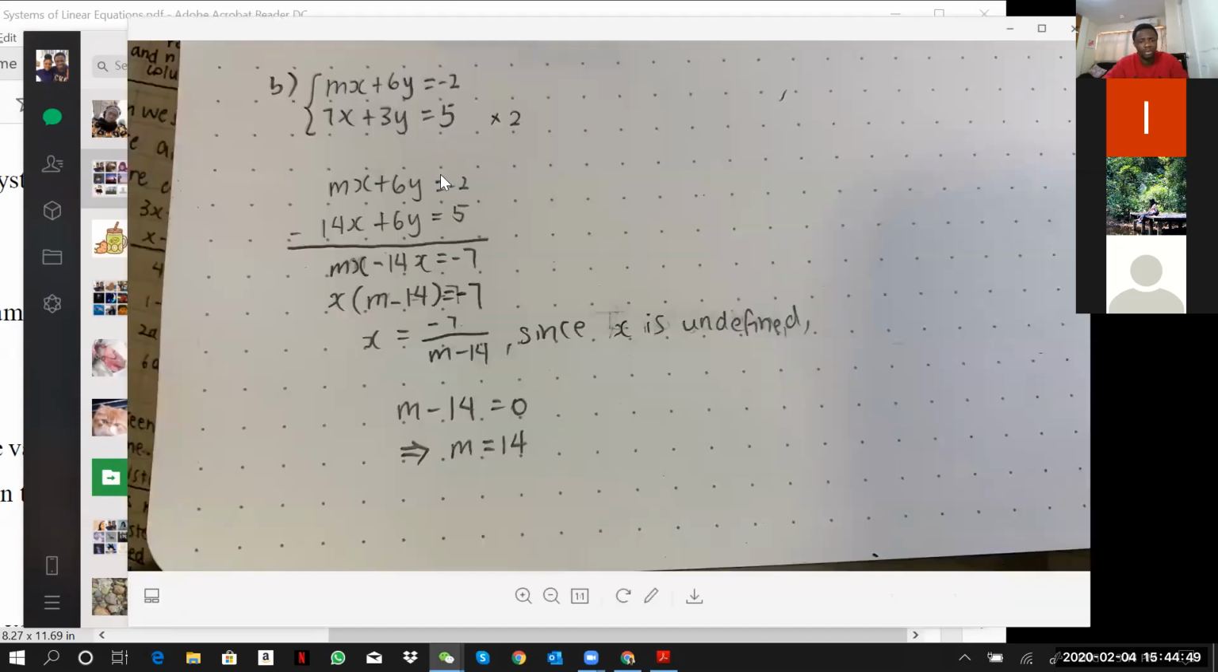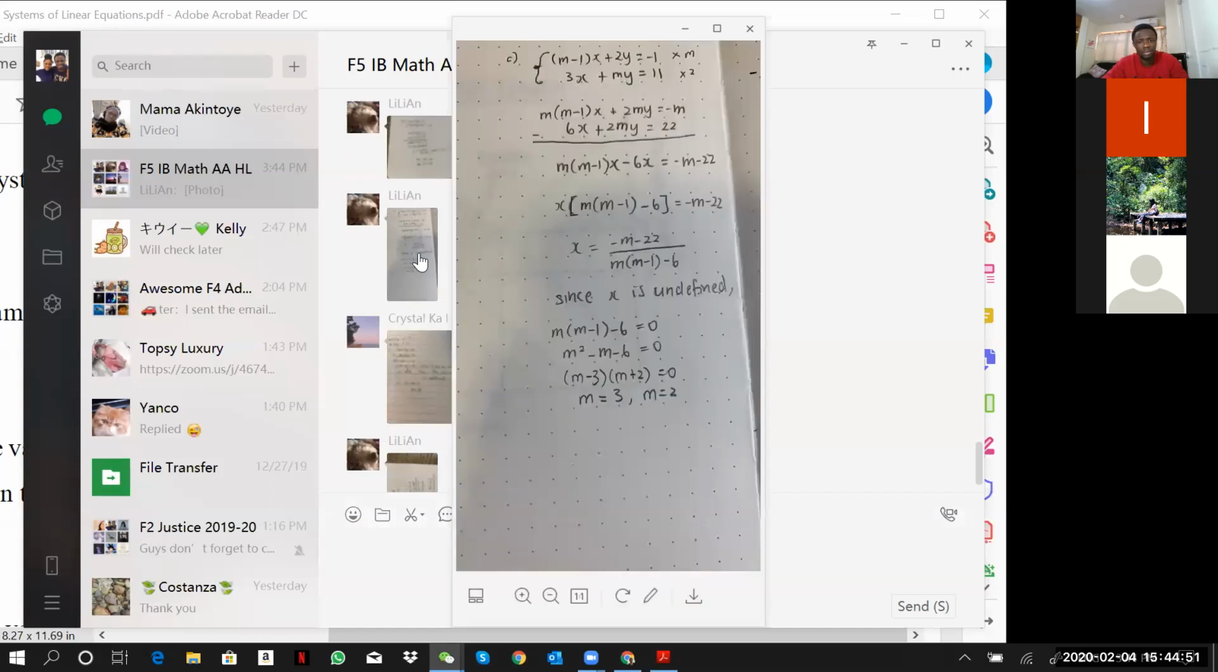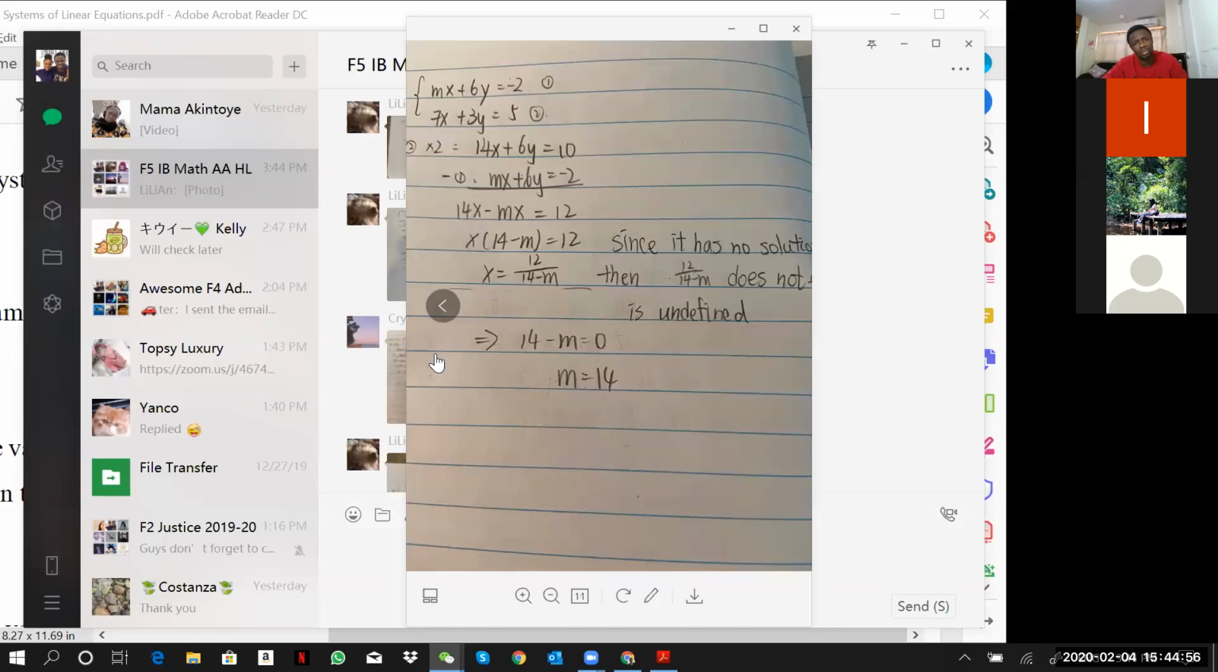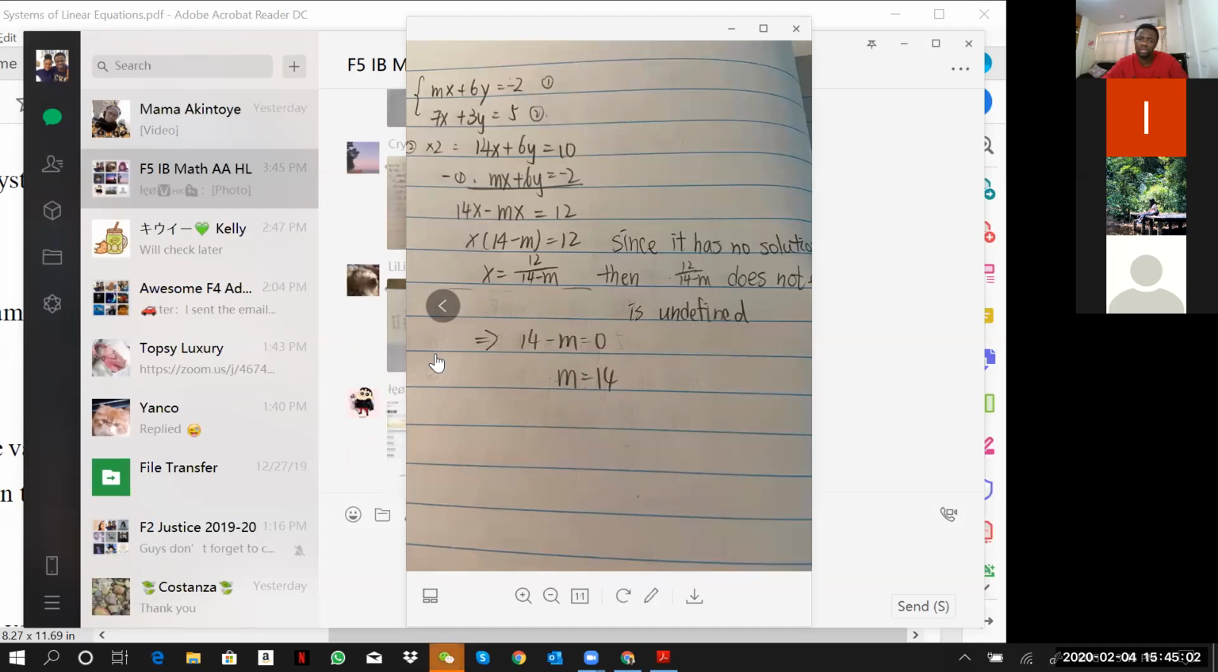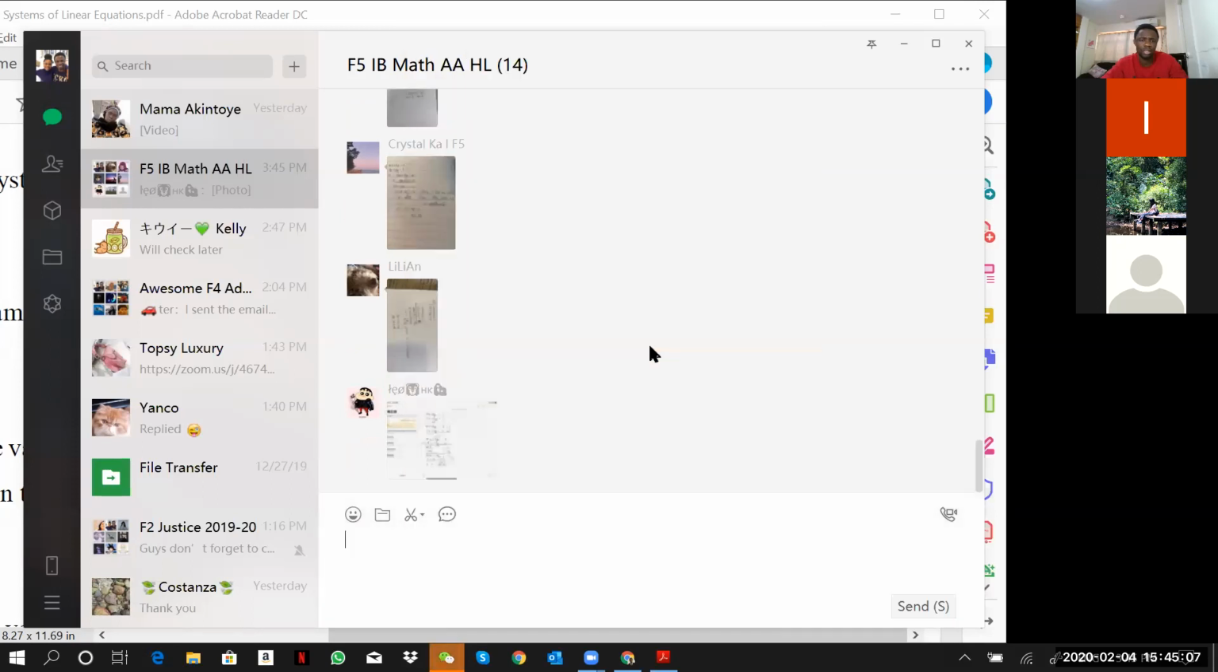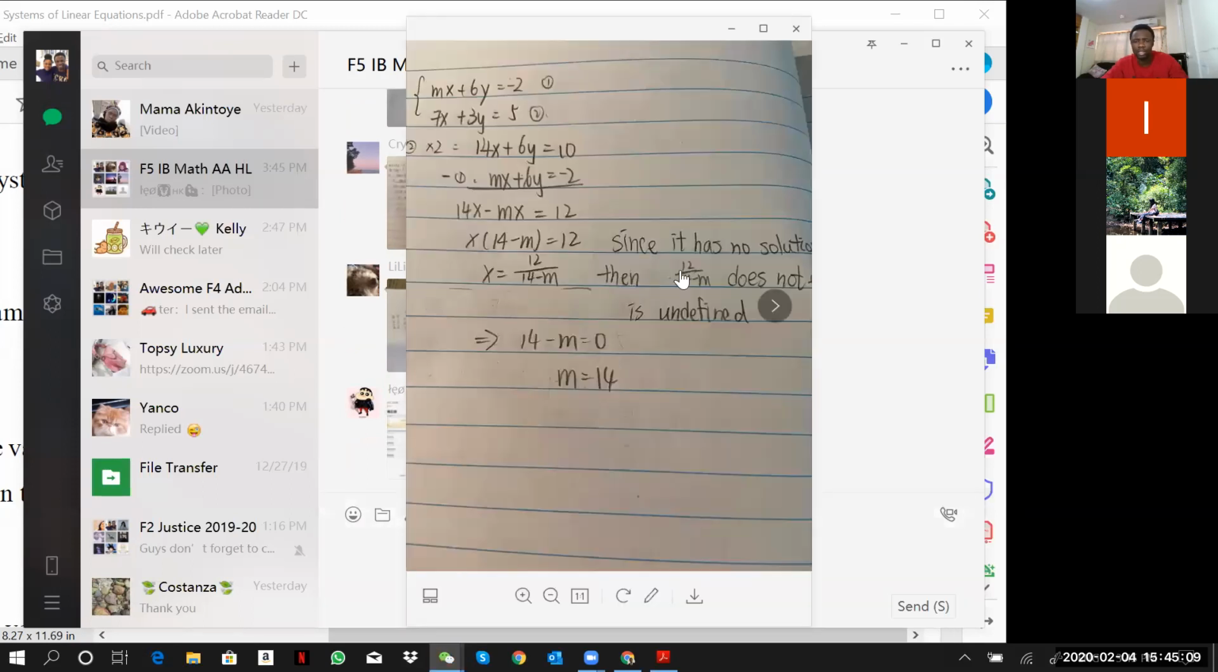Lillian, okay, let's see. That's the third one. I'm still looking at the second one. Since it has no solution, then that does not exist. Crystal, I can't see the comments here. This part, what do you have there? So since it has no solution, then this does not exist. Do you mean or is undefined?